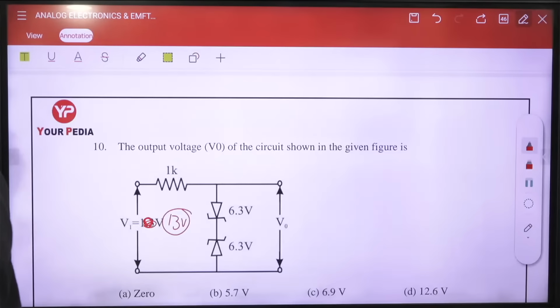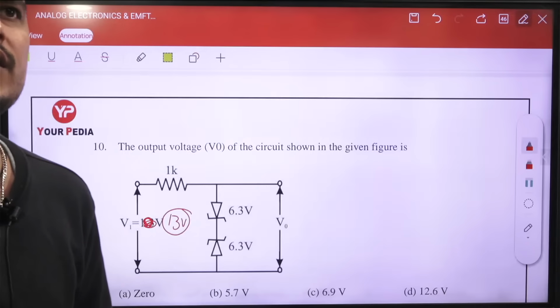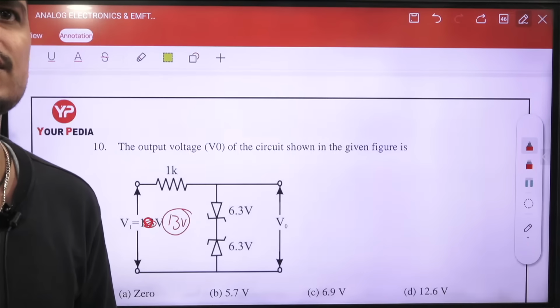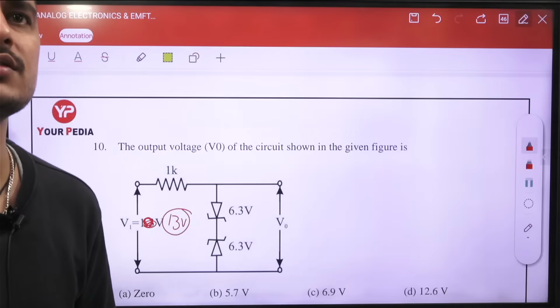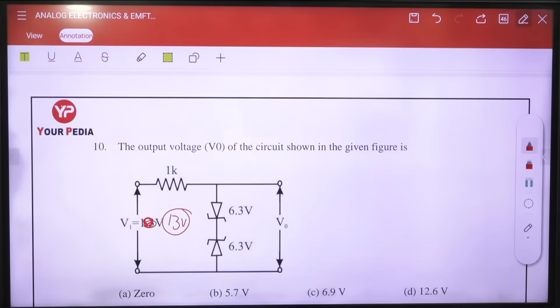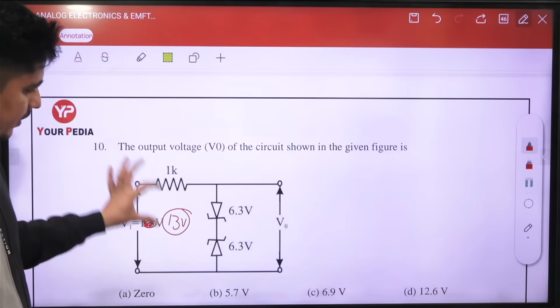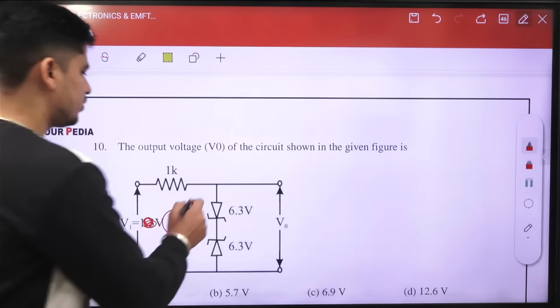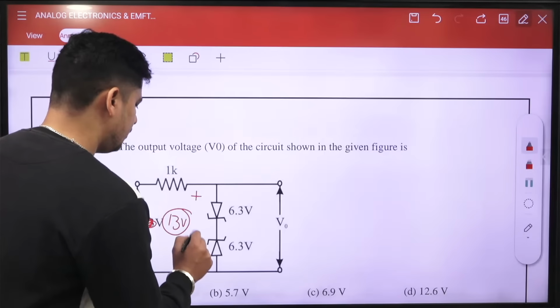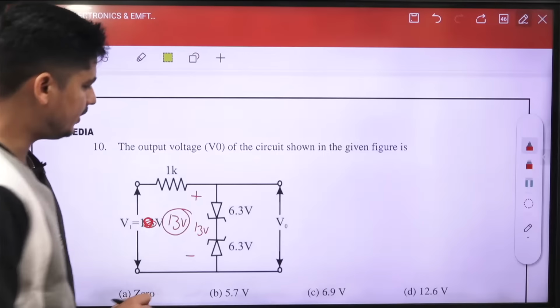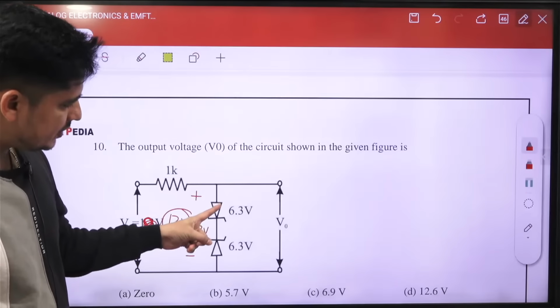Okay, the answer is 6.9. 0.7 plus 6.3 is 6.9. That's good, because it is 13 volt. So what happens if it is 13 volt? 13 volt is going here, right? Due to this 13 volt, this is 6.9.